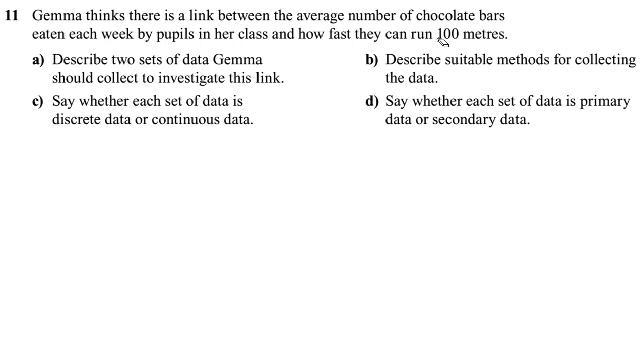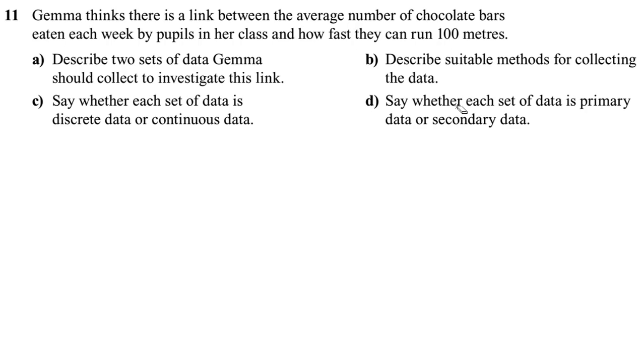Okay? Now, question C, say whether each set of data is discrete data or continuous data. Now, the average number of chocolate bars, we're not talking about the weight of chocolate bars, we're talking about the number. So that's going to be how many there are. So that's going to be discrete because you can count them and they'll be whole numbers. Now, as for the time taken to do 100 meters or the speed, that's going to be continuous because it can be decimal and you have to measure that.